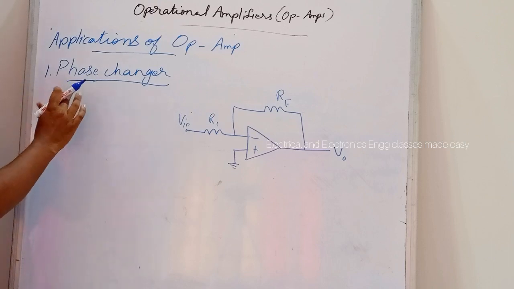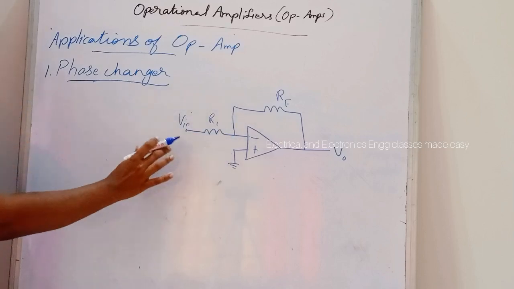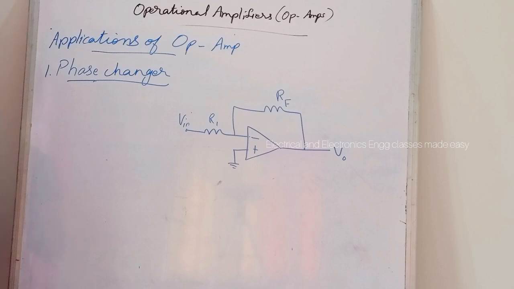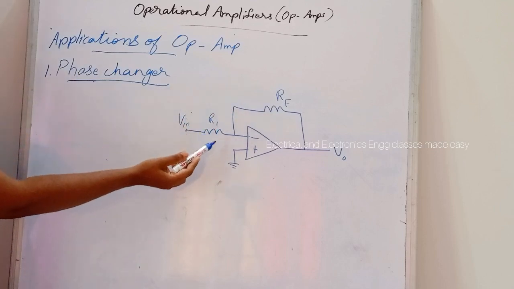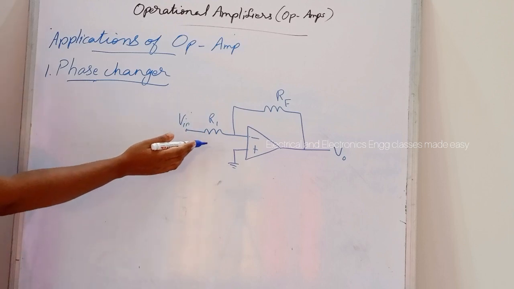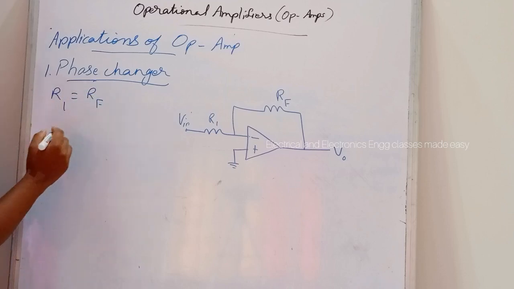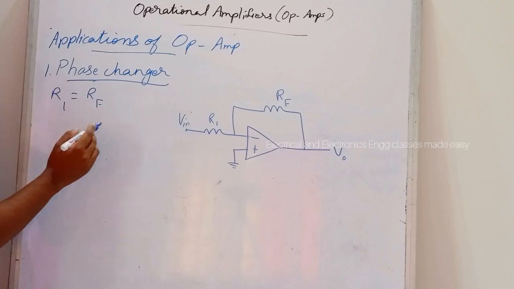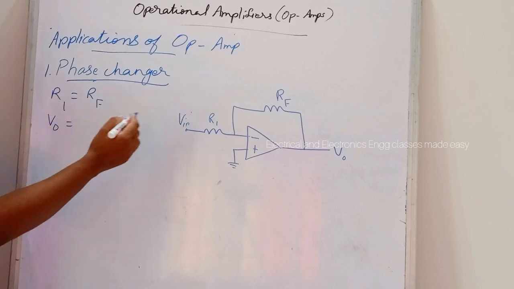So let us discuss about this phase changer. So this is an inverting amplifier circuit. So here RF is the feedback resistor and R1 is the input resistor. So in this figure, if R1 is equal to RF, then what is the output voltage of inverting amplifier?